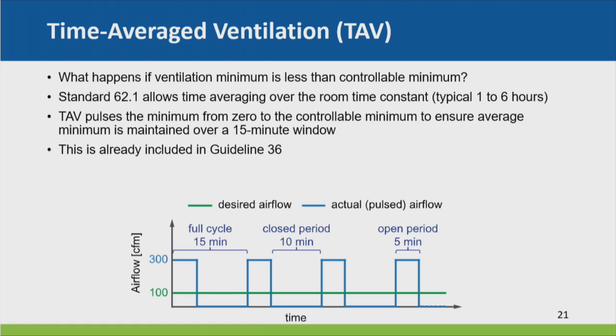Title 24 doesn't use the same equations, but it lets you average over an hour. So in Guideline 36, we made it 15 minutes, just to be super conservative. So what it does is that it pulses the ventilation in. Like if you wanted a desired set point of 100, but my controllable minimum was 300, I would pulse in 300 for 1/3 of the time, then do nothing for 2/3 of the time, and then I pulse in 300 again. So you don't have to measure zero, so there's no issue there. So this is the controllable minimum, and this is just zero. And I can make it any set point I want.